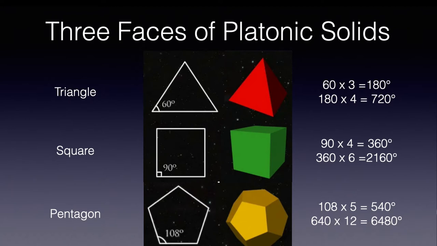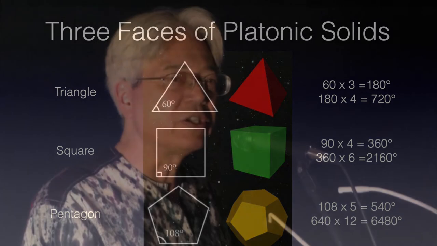Okay? And then when you take that 180, which is the F sharp, and multiply that by 4, which is the number of sides or faces in the triangle or in the tetrahedron, you get 720, and that's another F sharp as well. And that's the way that we find these different frequencies and the different notes in the work that we'll be doing today.